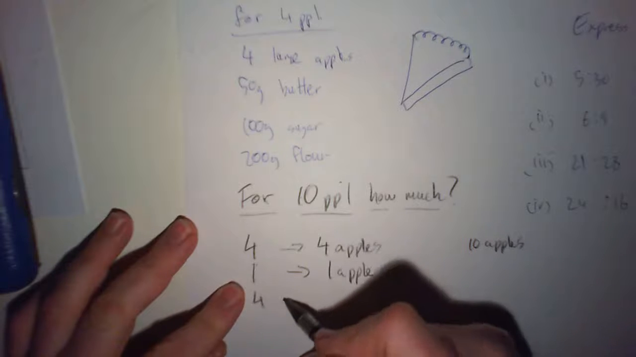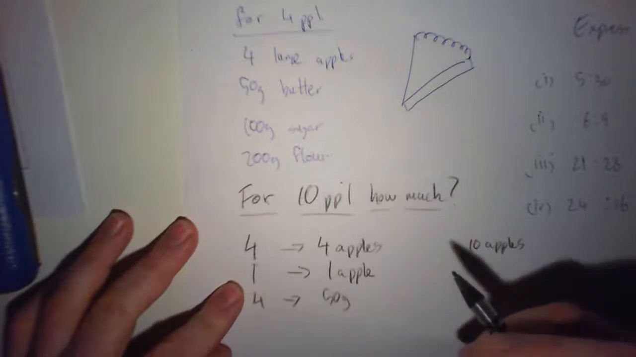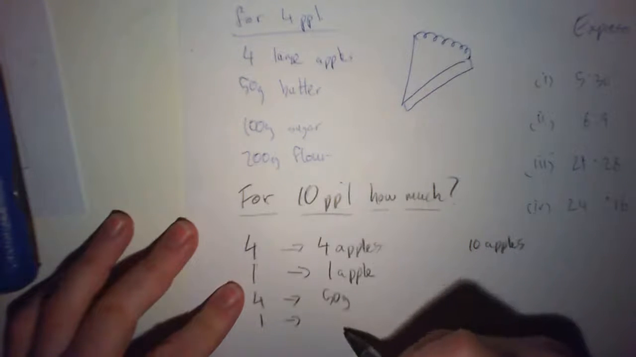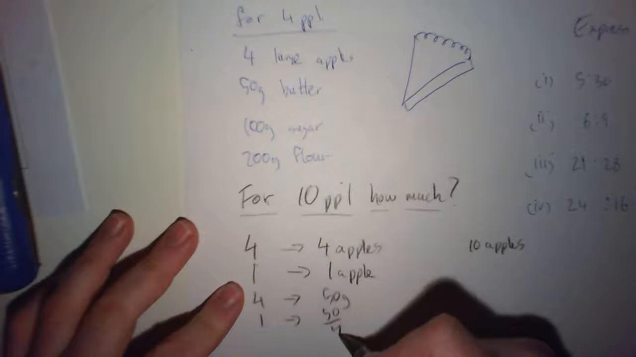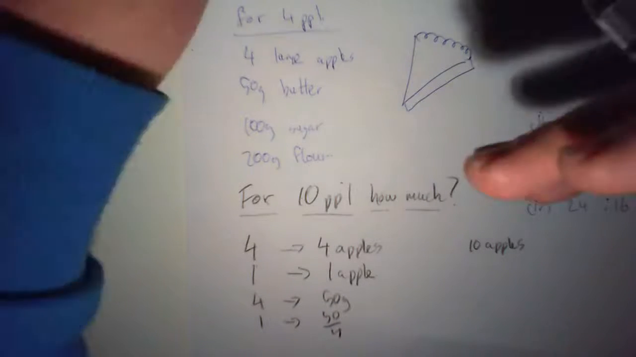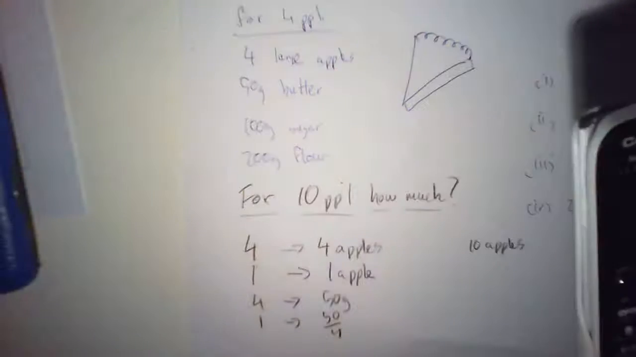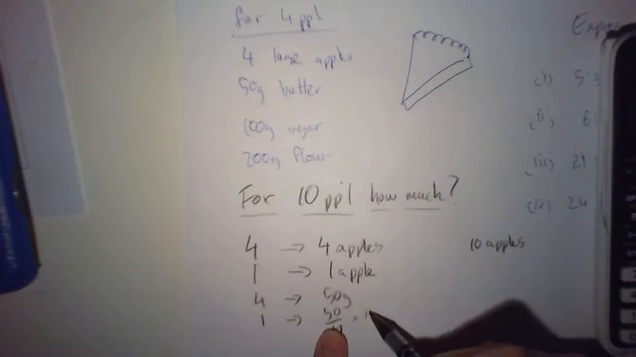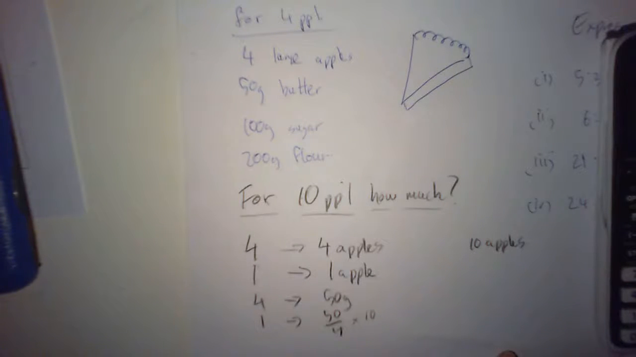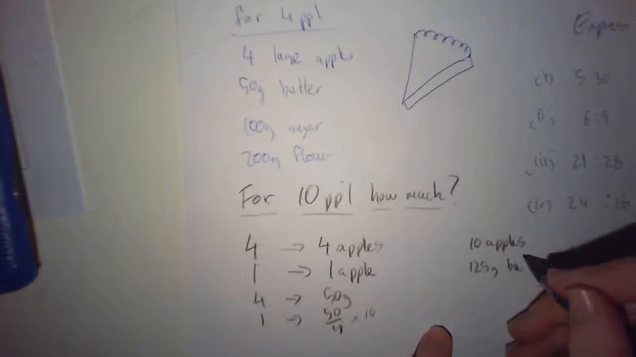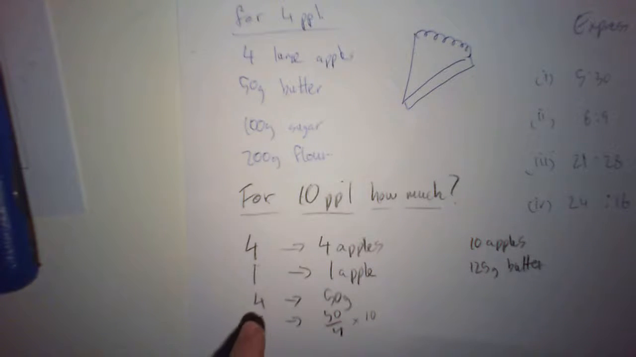For 4 people, I need 50 grams. Okay, that means for 1 person, I need 50 divided by 4, 50 over 4. So that's my conversion. So for 10 people, we can use a calculator to do it, and I would suggest you use a calculator to do it. So I need to multiply this by 10 for 10 people. So it's 50 divided by 4 multiplied by 10. I need 125 grams of butter. Okay, let's do the next one.